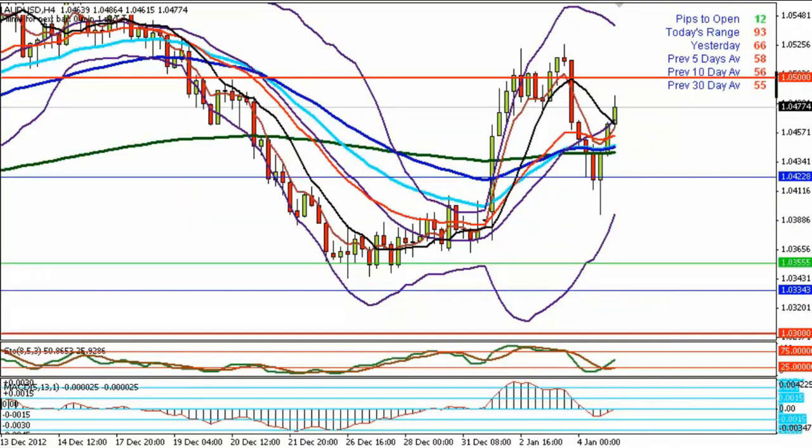This is the Aussie dollar on a 4-hour, just to show you what I mean about looking for clues. I said last week when price was down here, consider shorts back down at 105.00, and I always talk about looking for clues.